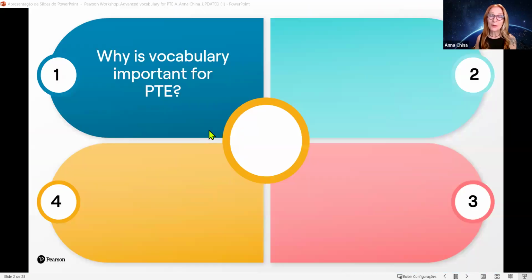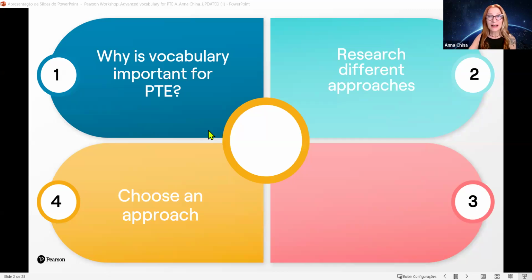Today we're going to look into why vocabulary is important for PTE. We're going to talk about different approaches you can use to teach vocabulary. We'll also discuss the need of choosing an approach, but it's not one single approach; sometimes you'll have to mix approaches and change them according to the group you're teaching. Then we're going to talk about activities you can use effectively in the classroom to promote active learning and advanced vocabulary learning.